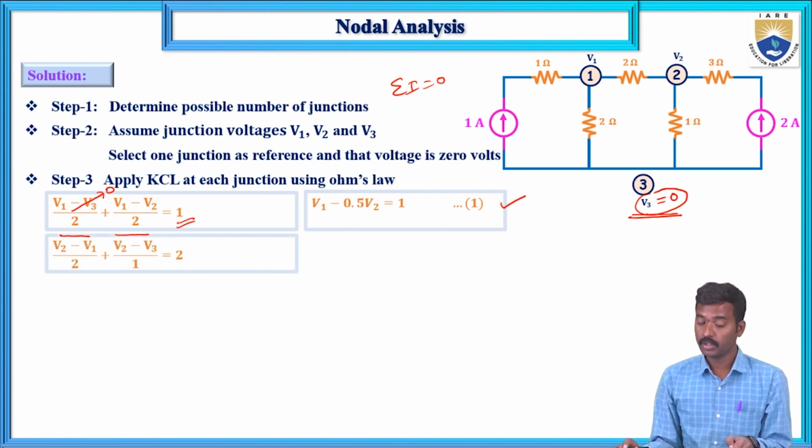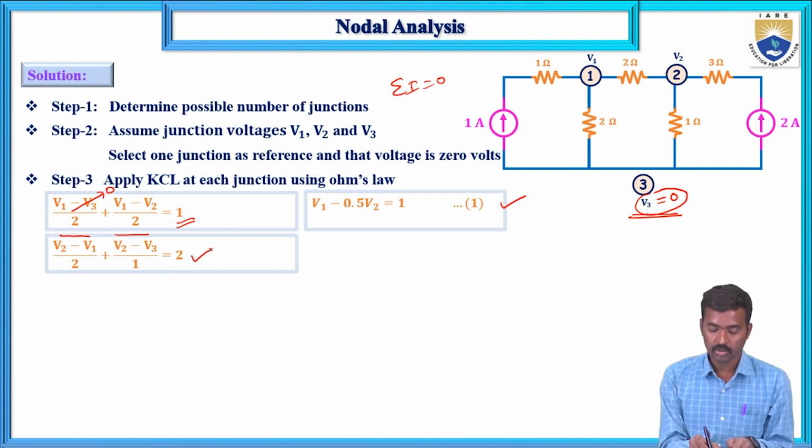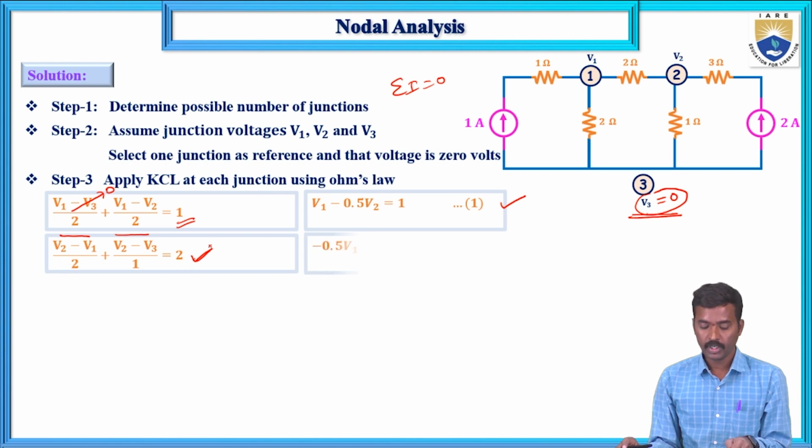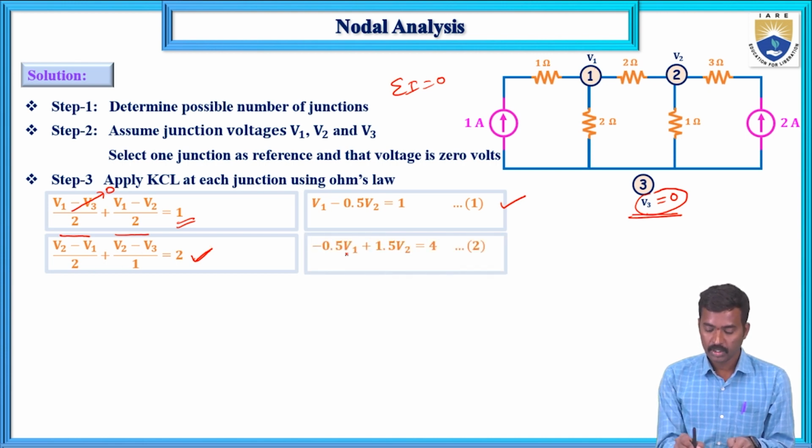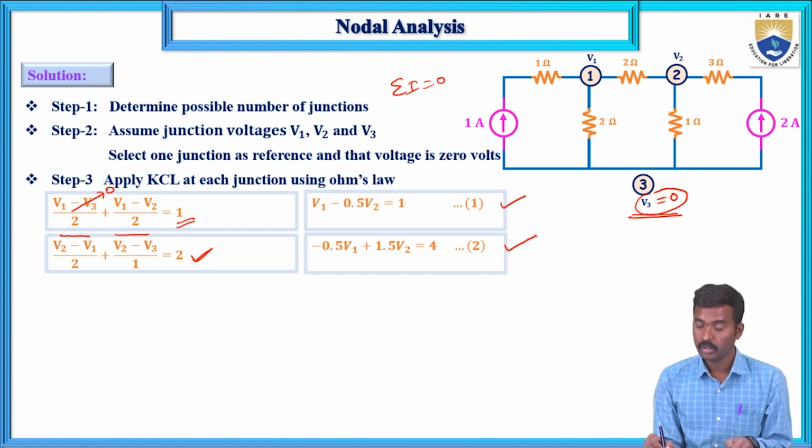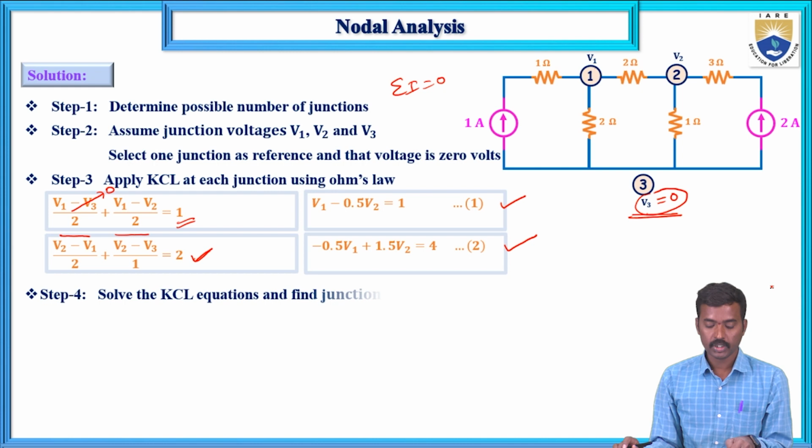Second node equation: if you apply KCL at this node, we get (V2 minus V1) by 2, the potential difference between these two divided by resistance, and (V2 minus V3) divided by 1. This is an entering current, so 2 amps is entering, and the sign is plus. The simplified equation is minus 0.5 V1 plus 1.5 V2 is equal to 4. This is equation number 2. Solve these two KCL equations and you will get the junction voltages.